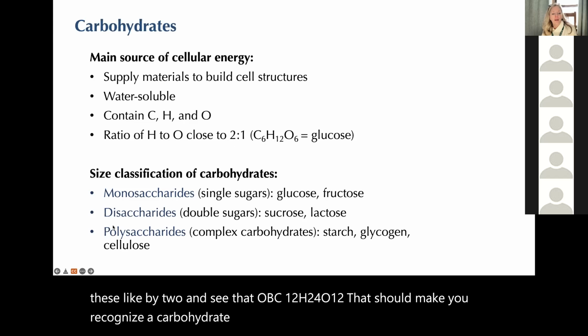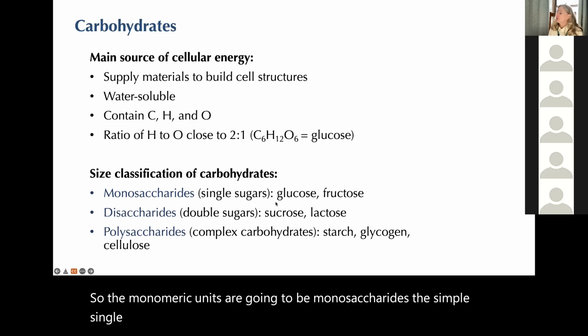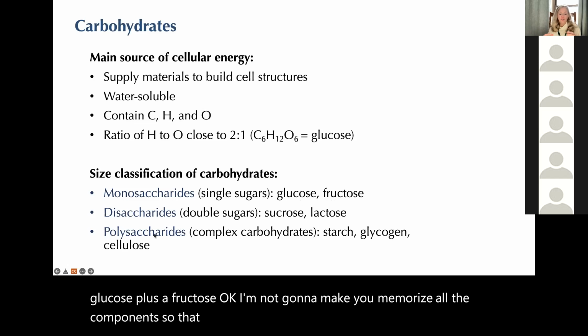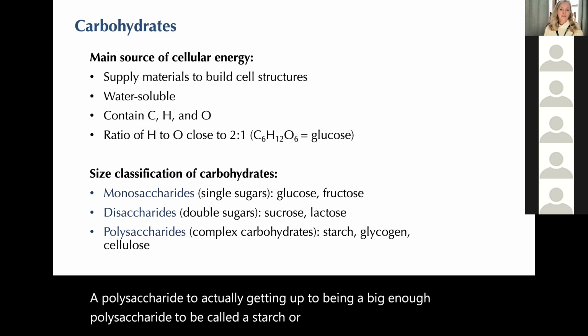The monomeric units are the monosaccharides, the simple single sugars: glucose, fructose, mannose, and so on. They'll combine to be disaccharides, which will be sucrose, lactose. Sucrose is a glucose plus a fructose. I'm not going to make you memorize all the components of that. Just recognize that it's two sugars together when you see it. And then polysaccharides. The point at which you become a big enough polysaccharide to be called a starch or a glycogen is really not that important.